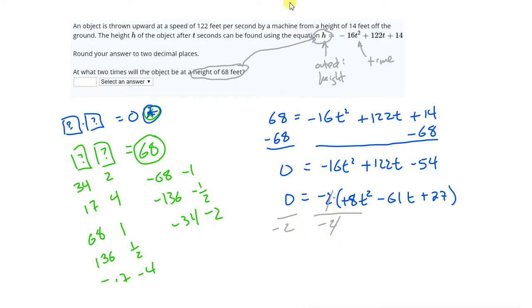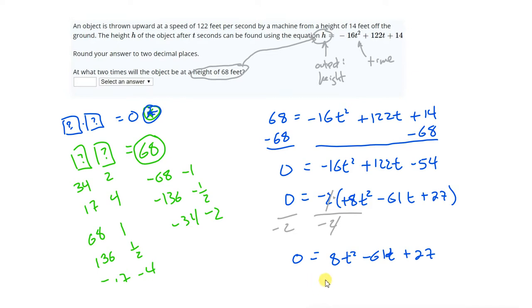0 over negative 2 is still 0. Okay, so I have 0 equals 8t squared minus 61t, that's a t, sorry, plus 27. Okay, now how do I solve that? Well, in this case, it looks difficult to factor, so we're going to have to resort to quadratic formula.